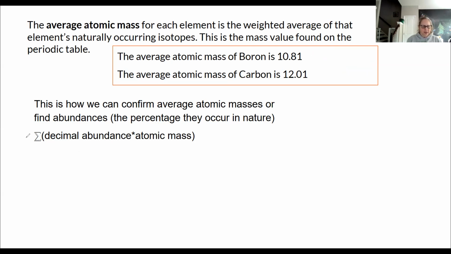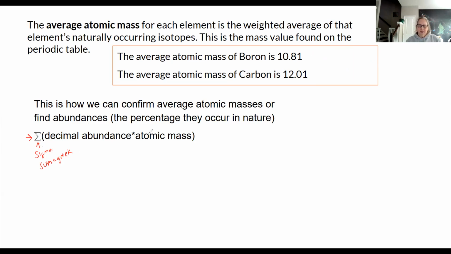This is the formula. This weird little s, that is the sigma. That means sum in Greek. It's the Greek letter sigma, and we use it for sum. And we take the sum of the decimal abundances times their atomic masses.